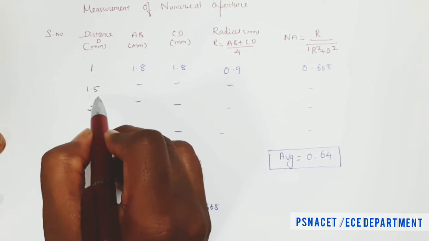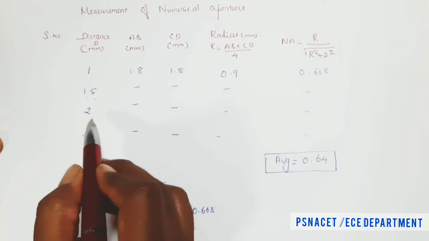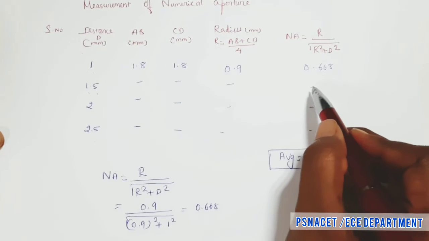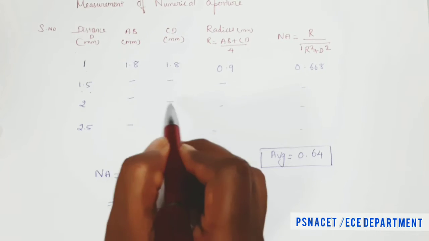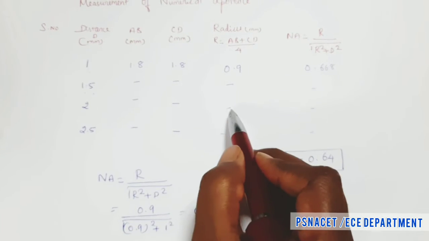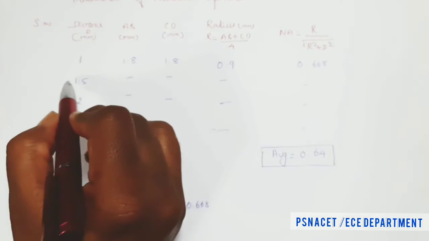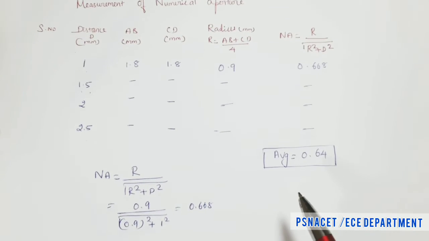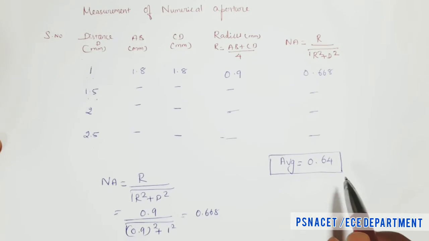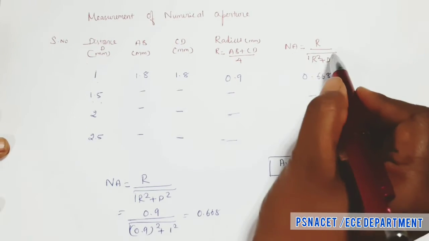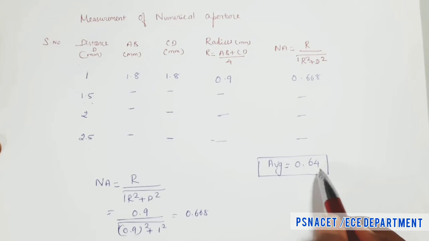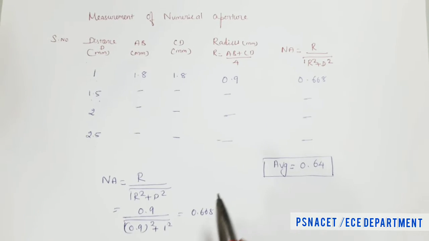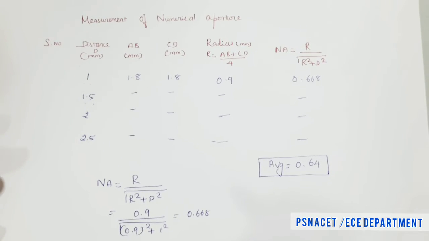Similarly, with respect to these conditions, we have to do multiple iterations. Let me take an example as 1.5, 2 and 2.5. For various values of D, we have to measure the values of AB and CD, and from these we have to measure the value of radius, and by means of D and R we have to note down the numerical aperture. For our case, let me consider the average value of numerical aperture as 0.64.